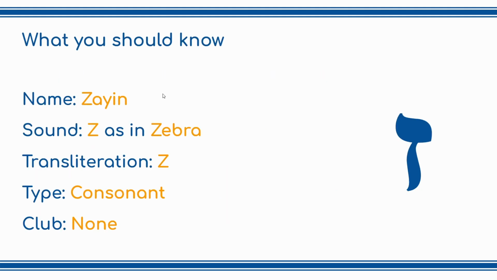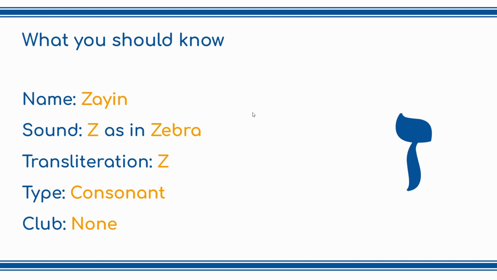Okay? What you should know before moving on from this lesson: you should know the name of the letter, it's Zayin. You should know the sound of the letter, it makes the Z sound as in zebra. So when transliterating it, you will write a Z for it. When people transliterate Hebrew words, they will use a Z for it. And the type of letter it is, it's a consonant, and it's not part of any club, just like Vav is not part of any club either. So that's what you should know moving on from the lesson.